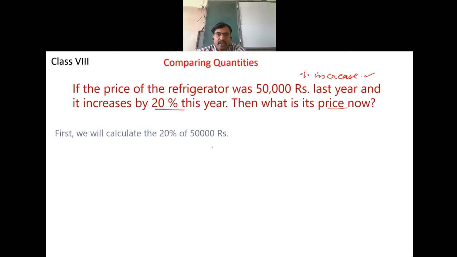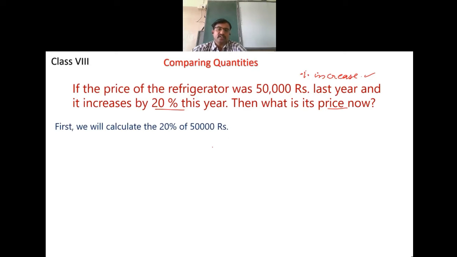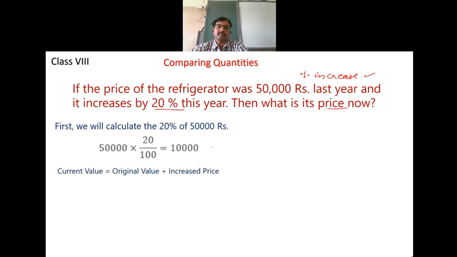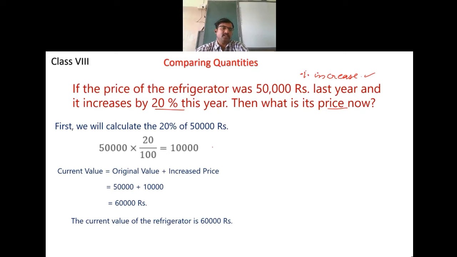We see. First, we'll calculate 20% of 50,000. That is 10,000. The actual value at present will be the original value plus the increased price. Original value was 50,000 plus 10,000 gives 60,000. Therefore, the current value of the refrigerator is 60,000. This is the first method.